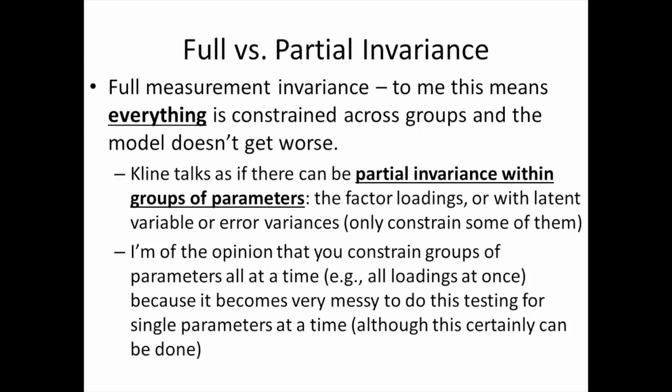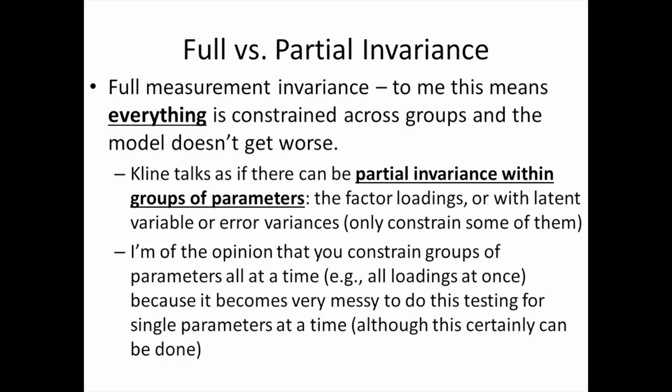Sometimes we use the terms partial invariance and full invariance. And you can actually go crazy trying to test every aspect of your model. It can drive you crazy, and I don't believe that it's necessary. I actually think that it's best to test groups of parameters at a given time. So you test factor loadings for a given construct at a time, and then you test intercepts, observed variable intercepts, all at one time for one factor, and then the error variances.